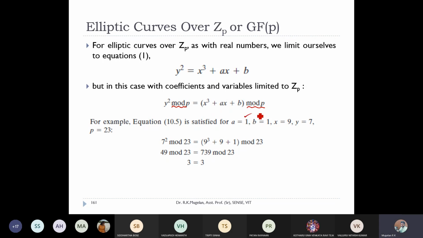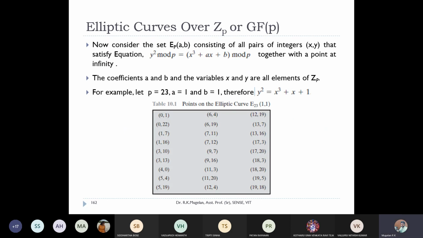Suppose a and b are equal to 1, x is 9 and y is equal to 7, and the prime number here is 23, then I can satisfy this expression. The only difference between elliptic curves over real numbers and elliptic curves over ZP, or Galois field of P, is that we will be adding this modulo part here.